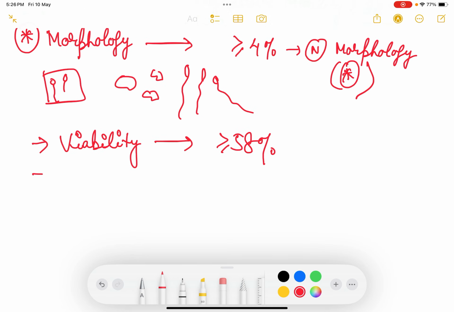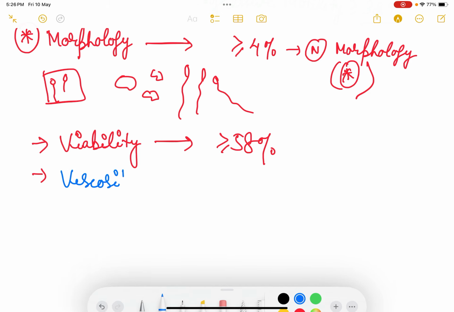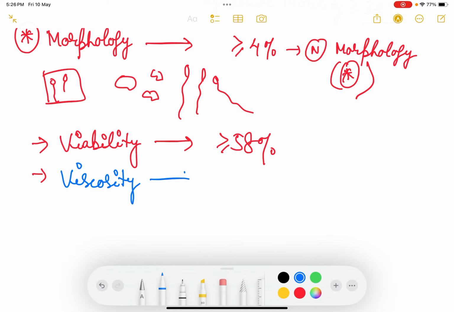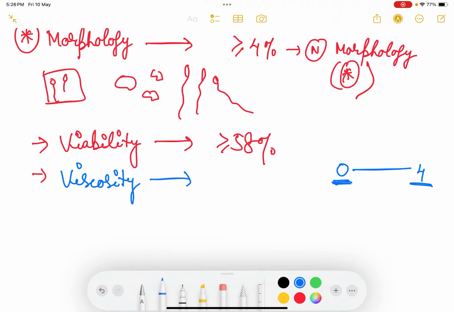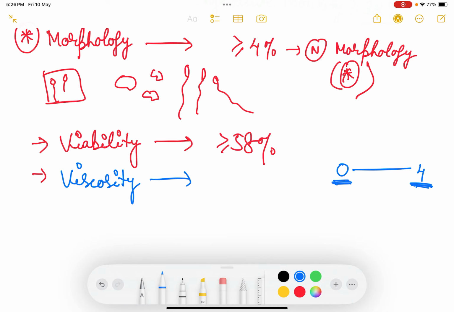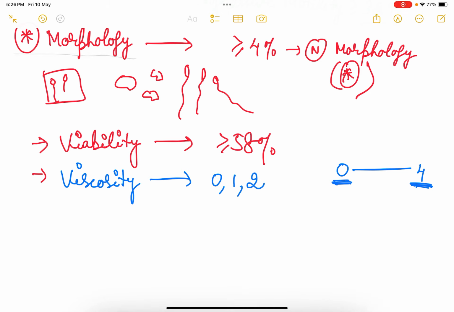Apart from that, coming to the viscosity. What do you mean by viscosity? It means what is the viscous nature or the liquidity of this. For viscosity we have a scale from 0 to 4, 0 being the most liquid one and 4 being the most viscous one. So it should be 0, 1 or 2, meaning less than 3. If it is 3 or 4, then the semen is more viscous and it will not travel upwards.